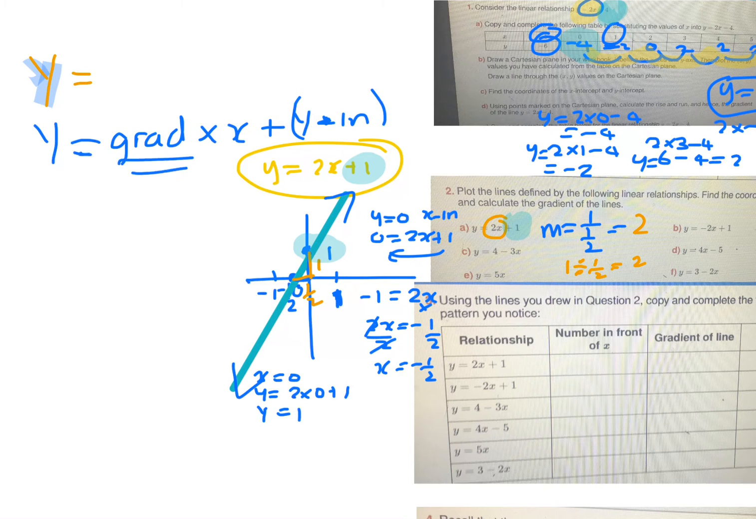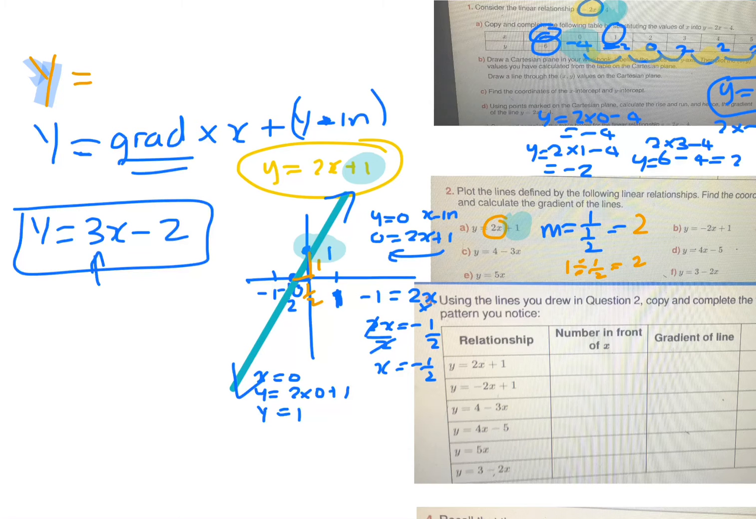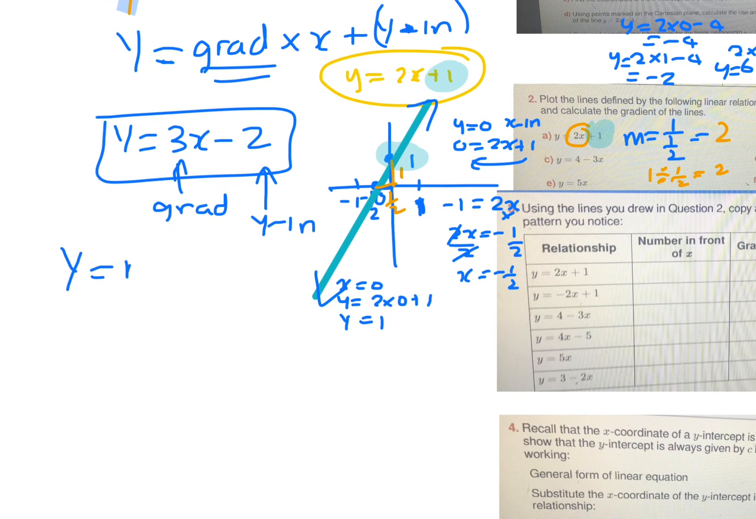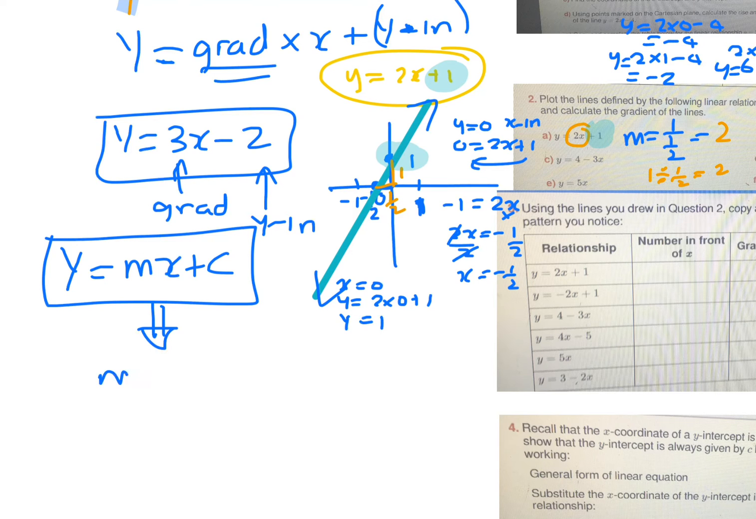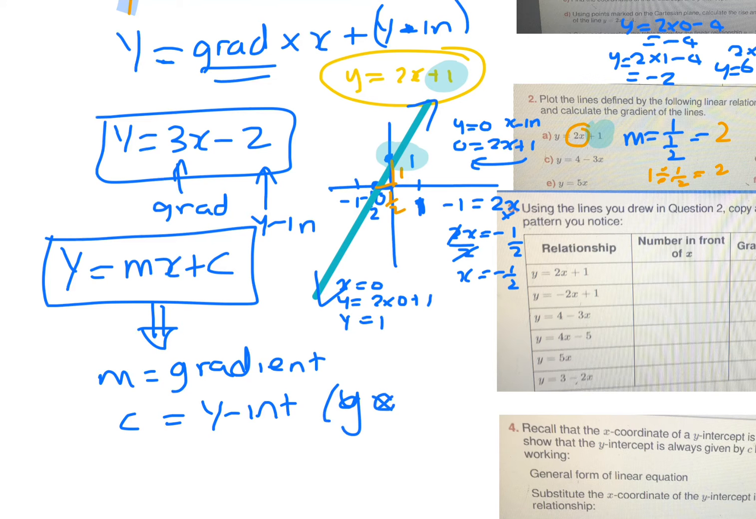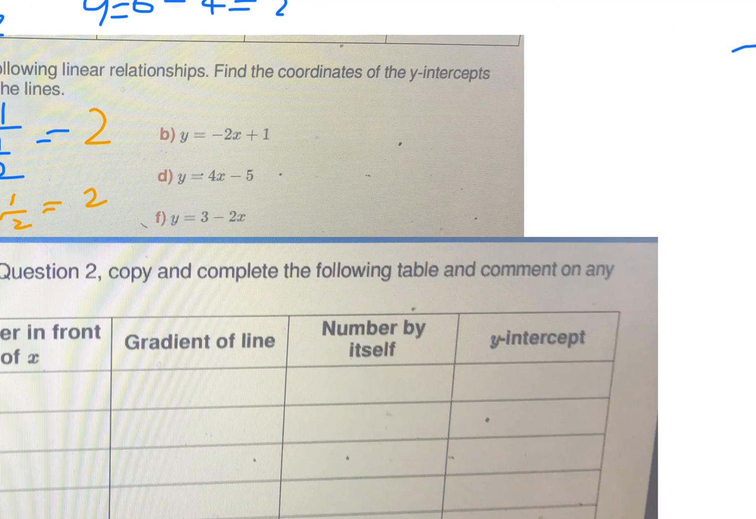Okay, so the number in front of the x, so say I have 3x minus 2, the number in front of the x is the gradient. And this number here is the y-intercept. We do have symbols for this. We usually say it has mx plus c. Actually, in the new syllabus it's on the formula sheet, where m is the gradient and c is the y-intercept, or where it cuts the y-axis. Okay, so let's just pick out another one.